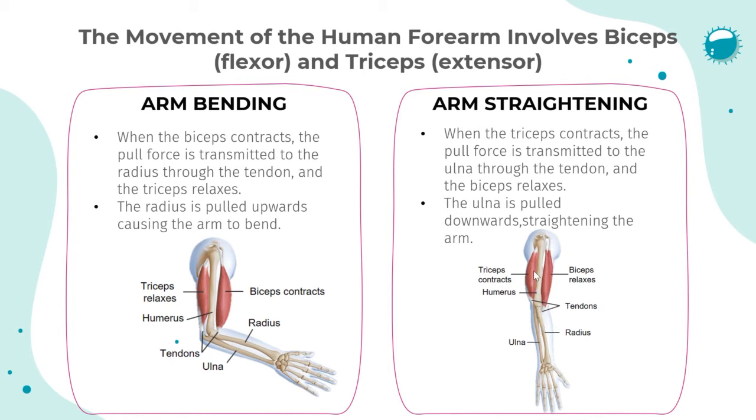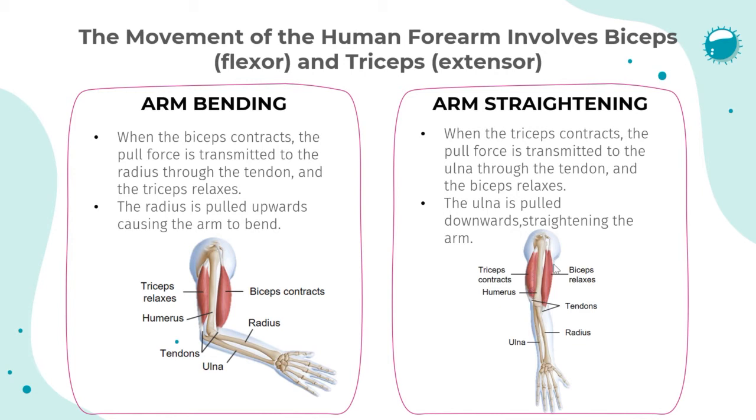What happened next? Before that, you have to know that the pull force is transmitted to the ulna by the tendon here. So, what is a tendon? A tendon refers to the tissue that connects muscle to the bone. Here, this tendon connects the tricep to the ulna. So I repeat, when the tricep contracts, the pull force is transmitted to the ulna by the tendon.